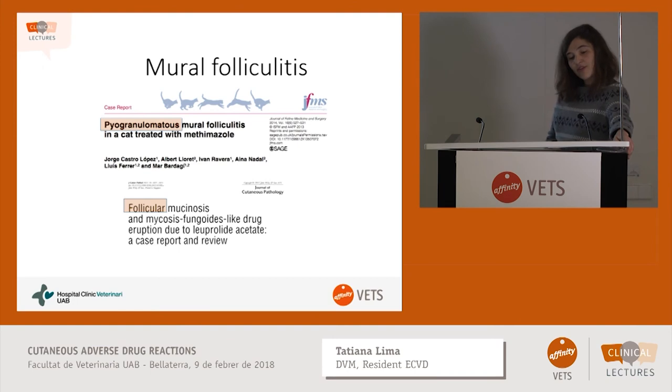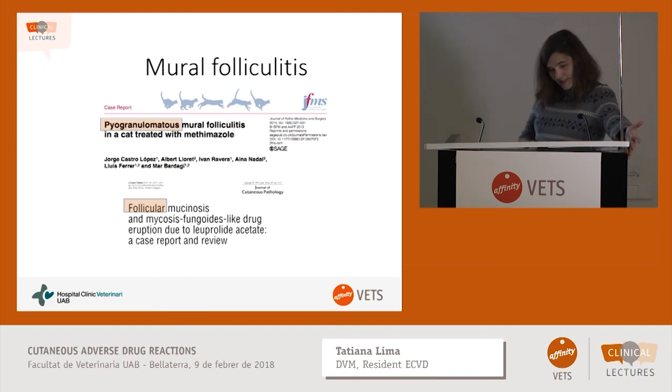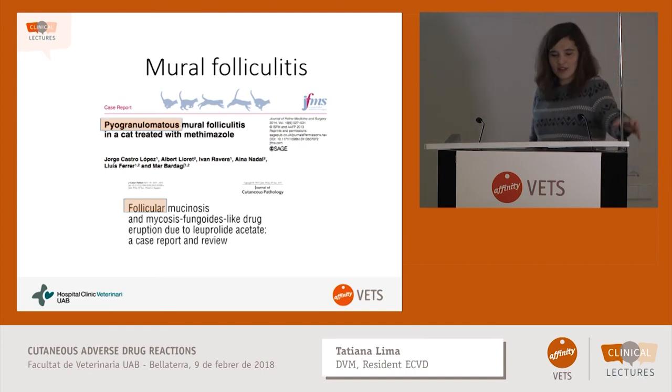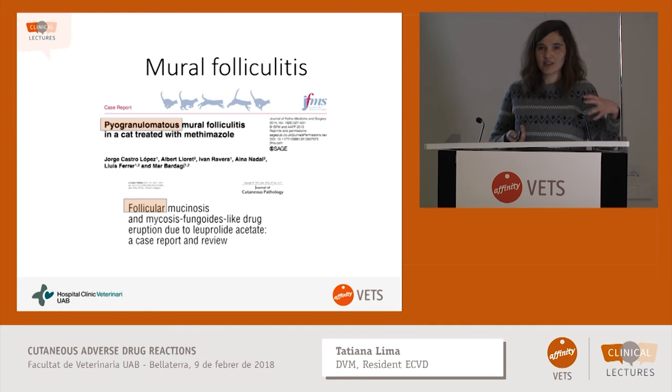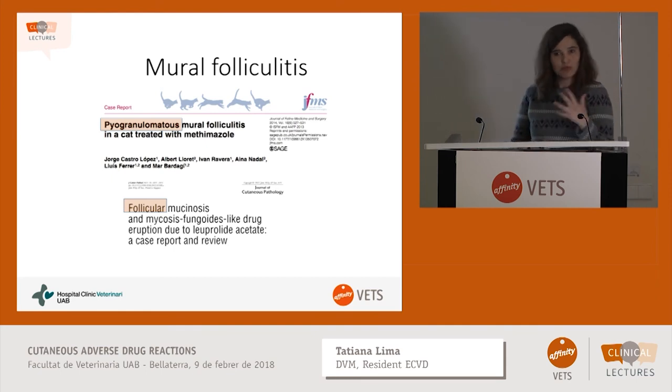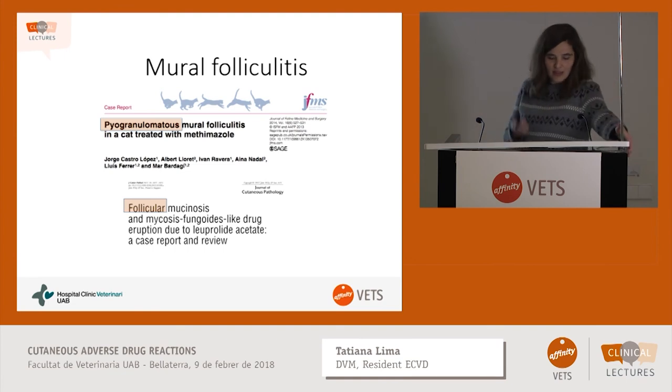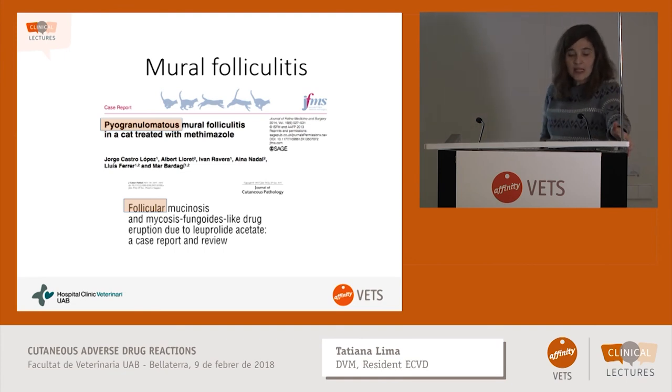And then we have another entity that I cannot put in type 1, 2, 3, or 4 hypersensitivity. And this is just a model to explain the mechanisms. You cannot always put each one of them in each hypersensitivity reaction. Mucinotic folliculitis is described in cats, in a cat with methimazole, here by Jorge Castro and others.